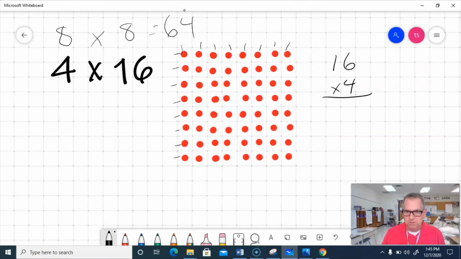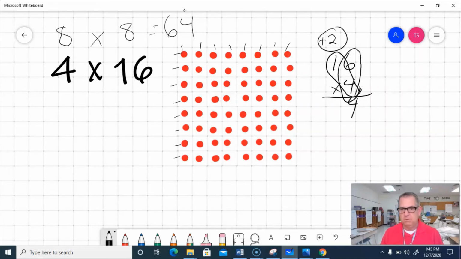On the standard algorithm, we multiply the ones place by the ones place, and 6 times 4 is 24. I carry my 2. I'll put a little plus sign here so I don't forget that I need to add the 2 when I'm multiplying my tens place. The second thing I'm going to do is multiply my ones place by my tens place, and that's 4 times 1. 4 times 1 is 4, plus 2 is 6. So that equals 64. So 16 times 4 is 64, or 4 times 16 equals 64.